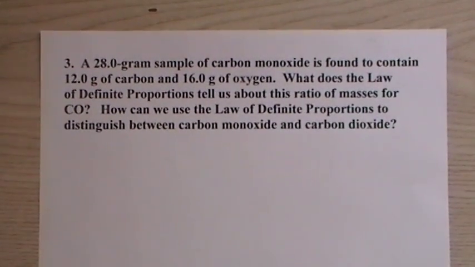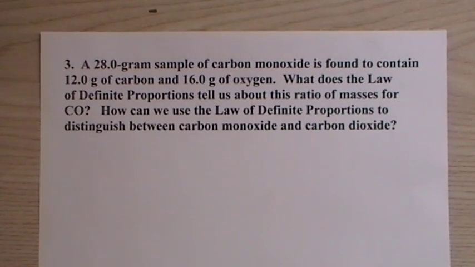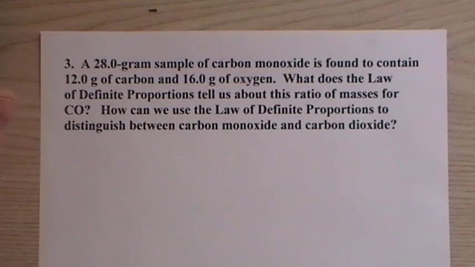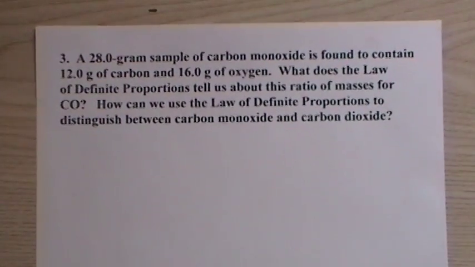3. A 28-gram sample of carbon monoxide is found to contain 12 grams of carbon and 16 grams of oxygen. What does the law of definite proportions tell us about this ratio of masses for CO? And how can we use the law of definite proportions to distinguish between carbon monoxide and carbon dioxide?